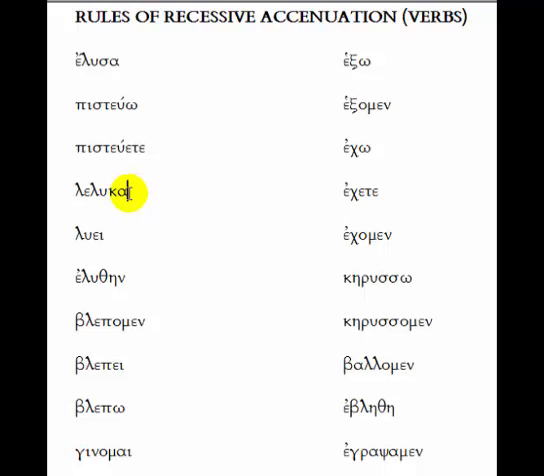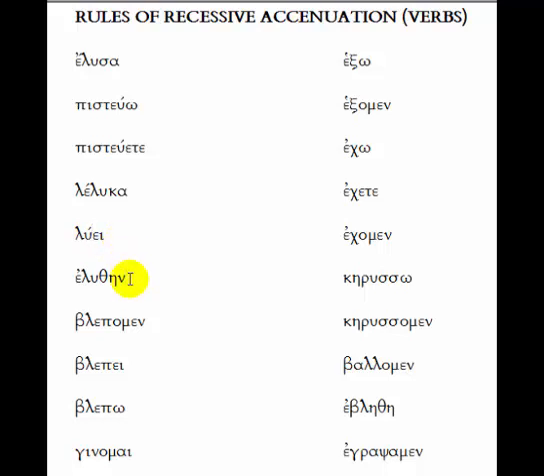All right. Leluka. Again, we look here: short vowel, short vowel. So we can bring it all the way back to the antepenult for leluka. All right, lue. With a verb, for purposes of accentuation, these last diphthongs are considered long. So we have to bring it back to the penult here. So lue.